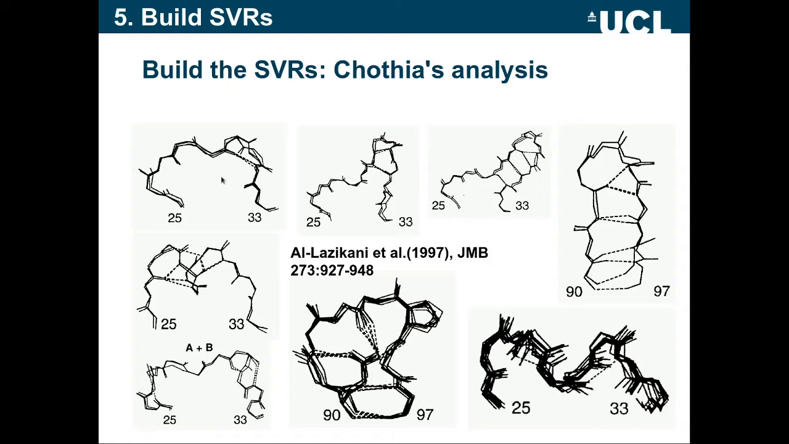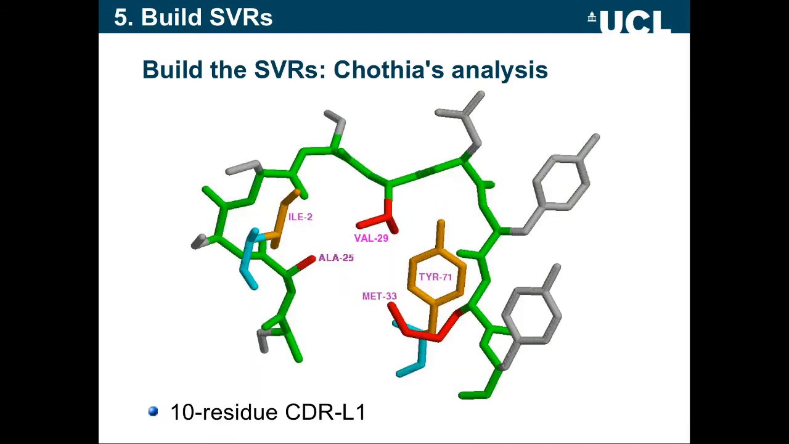So here we've got a number of loops of different lengths, and you can see they fall into nice tight clusters. Let's look at a 10 residue CDRL1. This is again from this antibody called HyHEL-5 that binds to lysozyme. And I've highlighted here the key residues. So we have within the loop an alanine at position 25, a valine at position 29, and a methionine at position 33. And outside the loop we have an isoleucine at position 2 and a tyrosine at position 71.